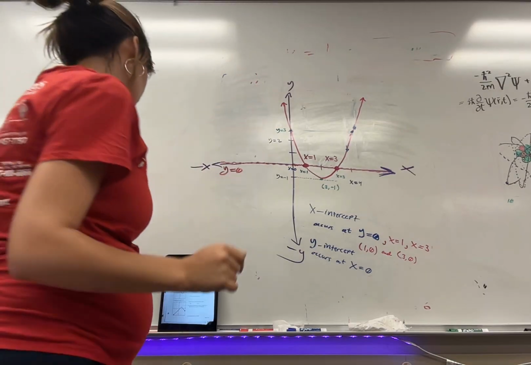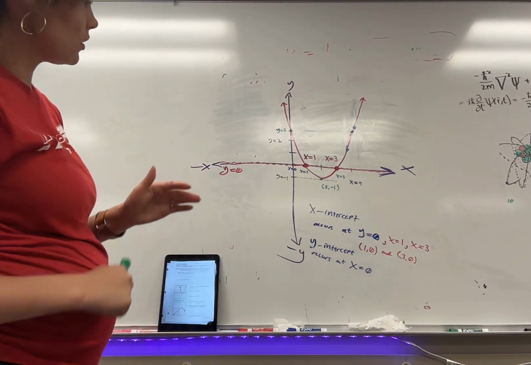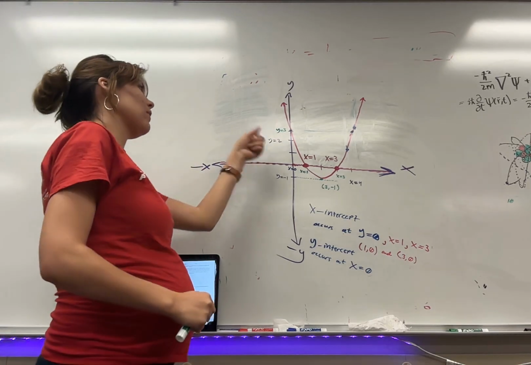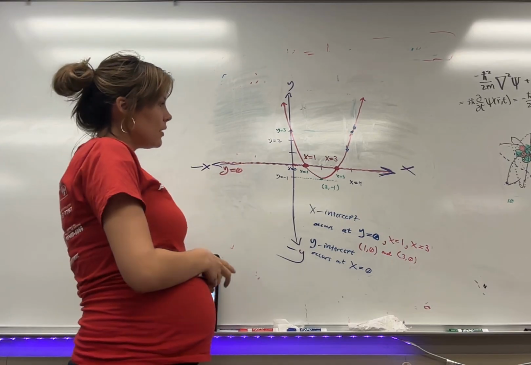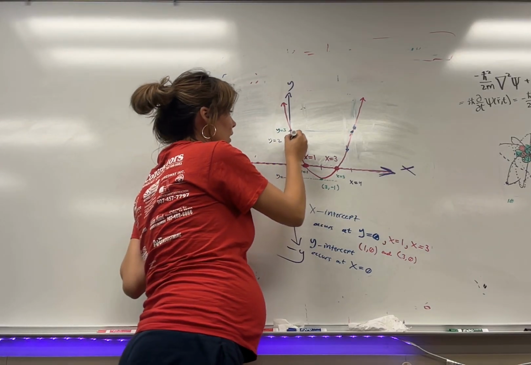All right, what about the y-intercept? Now the y-intercept, since it's a function, we should only have one, i.e. when x equals 0, there should only be one value of y. And that value is... x equals 0 all along the y-axis here.